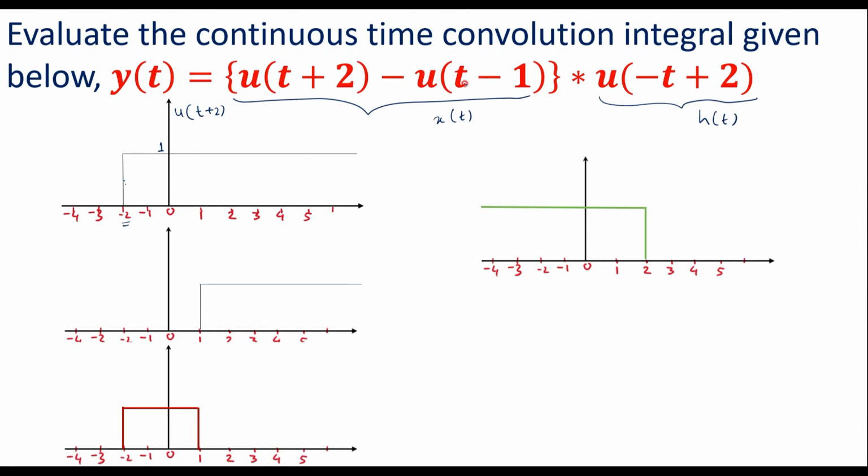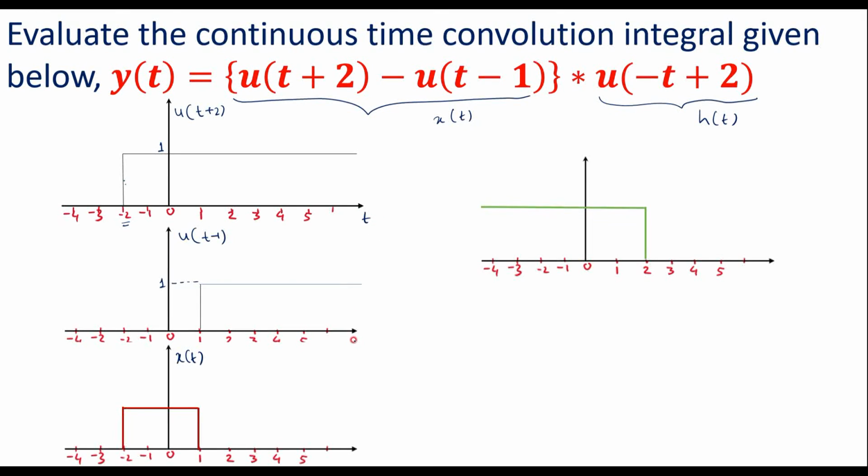Similarly, here we have u of t minus 1. It's a unit step signal which begins at t equal to 1. So let this be u of t minus 1, which begins at t equal to 1 and its amplitude is 1. It will be continued till infinity. If we subtract u of t minus 1 from u of t plus 2, the signal appears from minus 2 to 0, then 0 to 1. For t greater than or equal to 1, the signal will get cancelled. So this is my x of t signal which exists from minus 2 to 1.